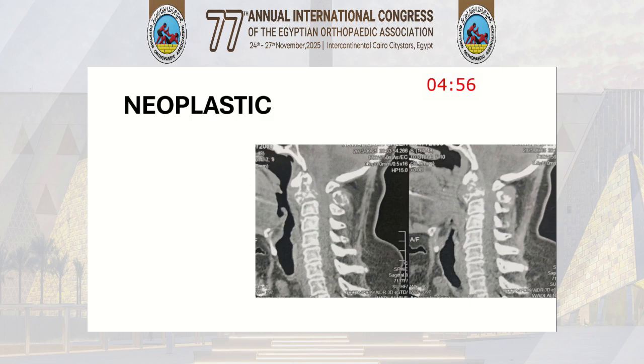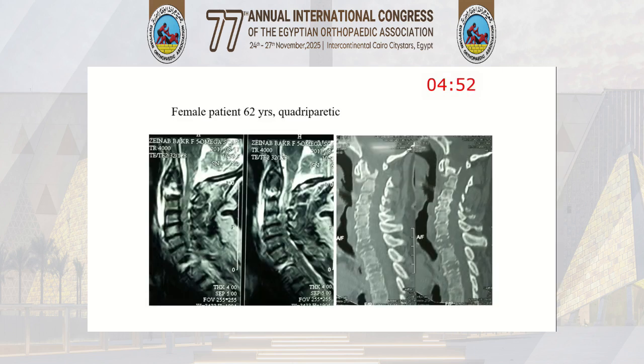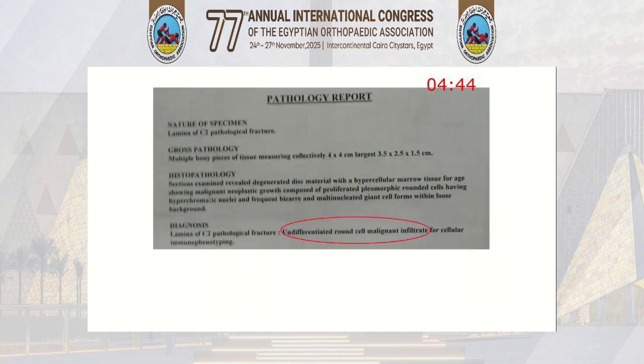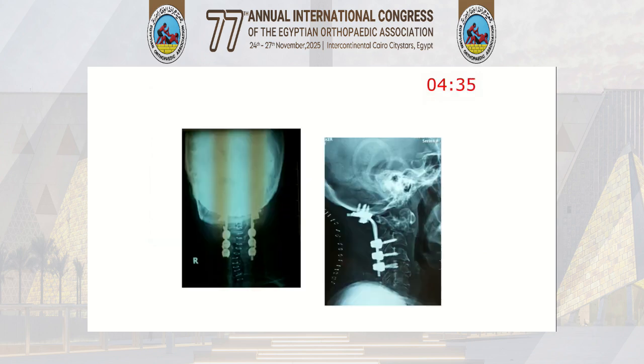Neoplastic: it's a place for secondaries, and a place for primaries. Look at this 62-year-old patient, quadriparetic. You can see the involvement of the C2 body, which proved to be an undifferentiated round cell malignant infiltrate, which later proved to be multiple myeloma.